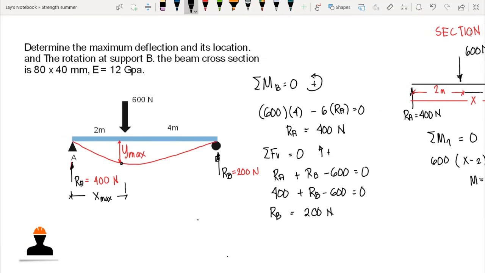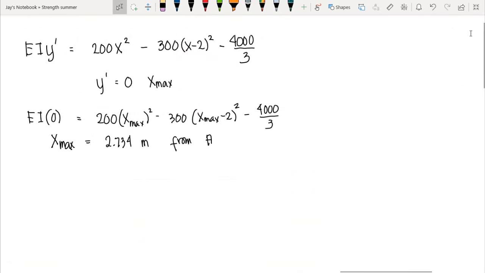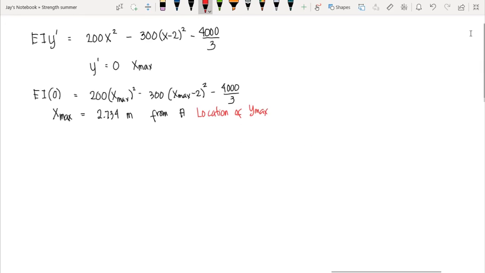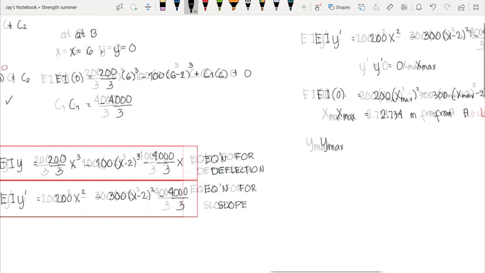So we have the location of our maximum moment, which is at this point. That is 2.734. So we have an incorrect assumption. This one is our maximum, which is at 2.734 from A. So this is the location of our maximum deflection. We can now compute for y max, the maximum deflection, by using the deflection equation, which is this one here.